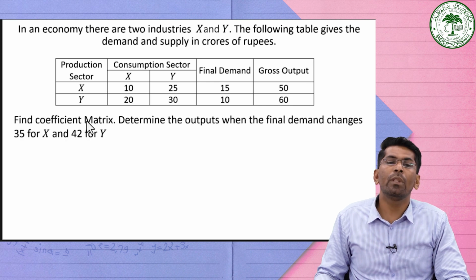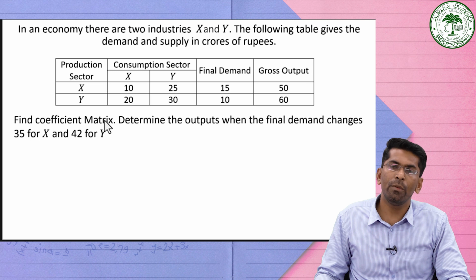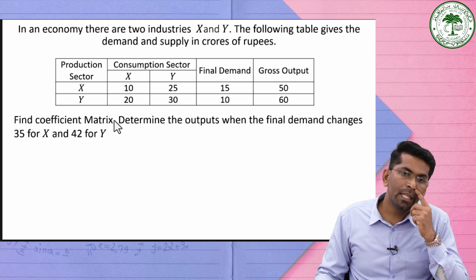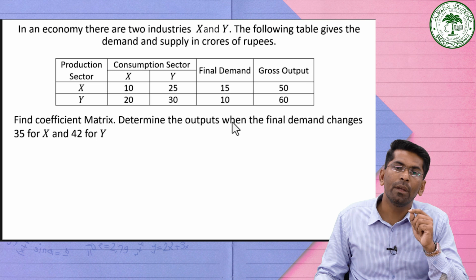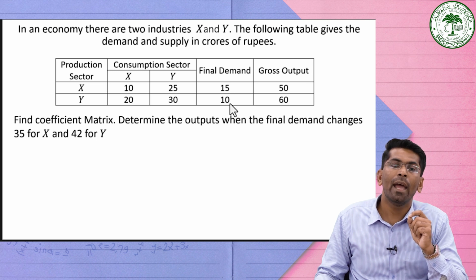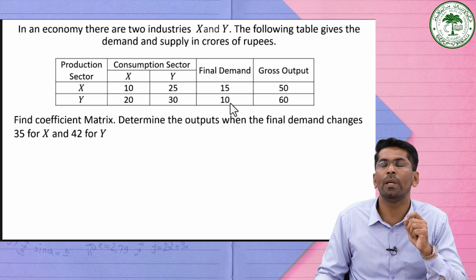Now, what do we want to find out? First, we want to find the coefficient matrix. Then we want to determine the output when the final demand, which is 15 and 10, changes to 35 instead of 15 and 42 instead of 10.